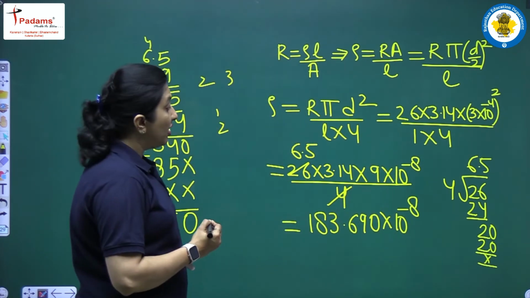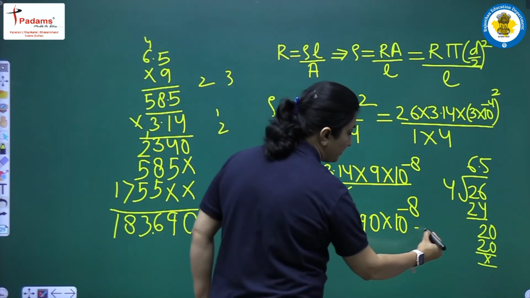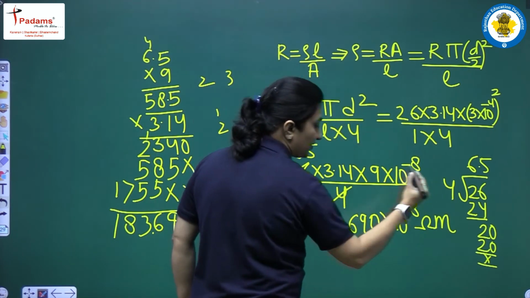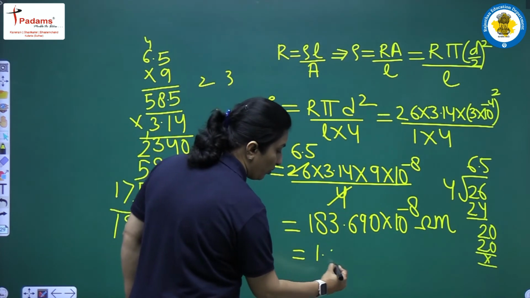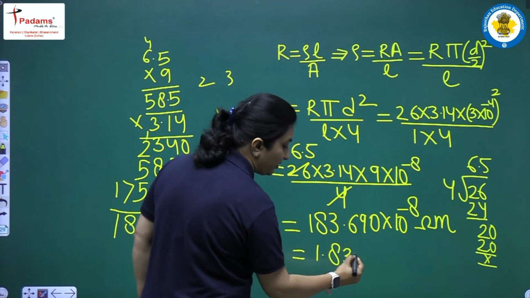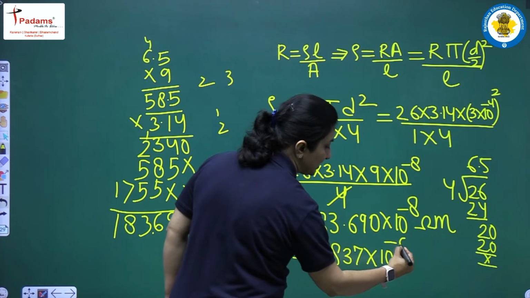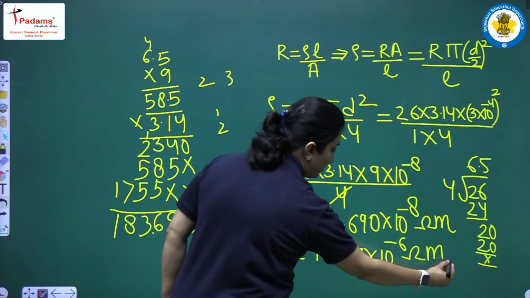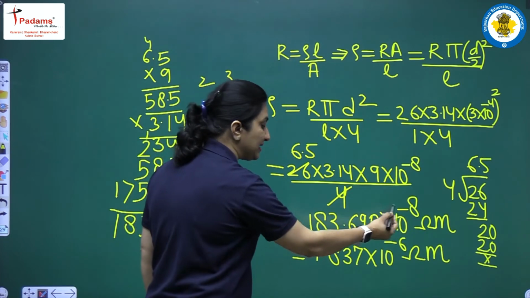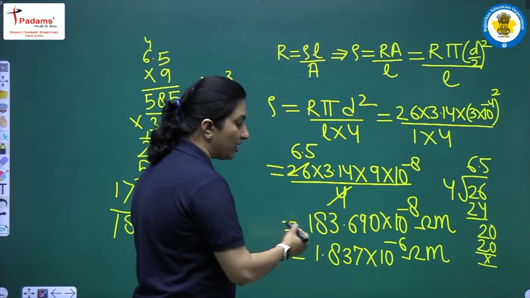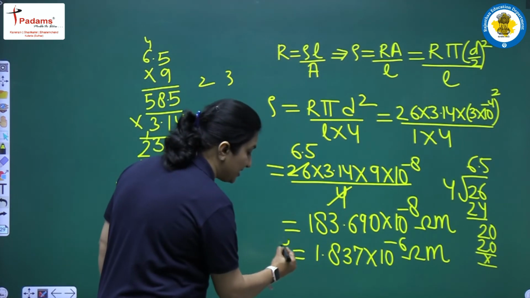Right students? Now this is rho, and the unit of rho is ohm meter. Now this I can write as 1.837 into 10 to the power minus 6 ohm meter. This I can write, students, because here I had a minus 8, so I have shifted the decimal over here, and now I'll have a minus 6. So this is the resistivity.